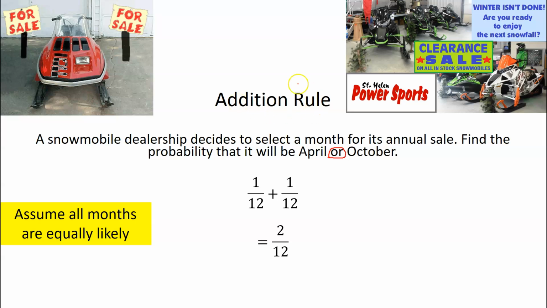If they're mutually exclusive, and the word or is there, you're simply going to add the probabilities. Now, I'll get to in a couple of minutes what if they're not mutually exclusive. But if they are, you just simply add the probabilities.